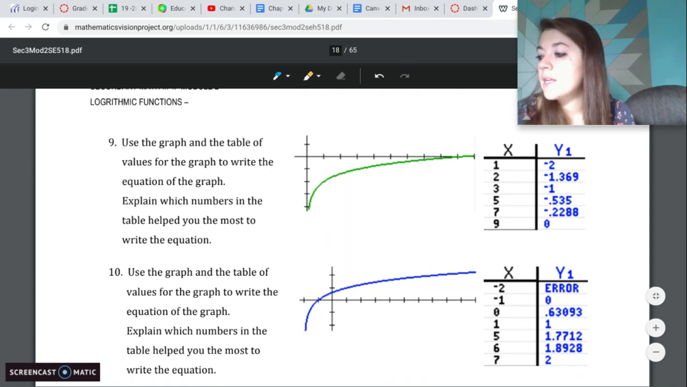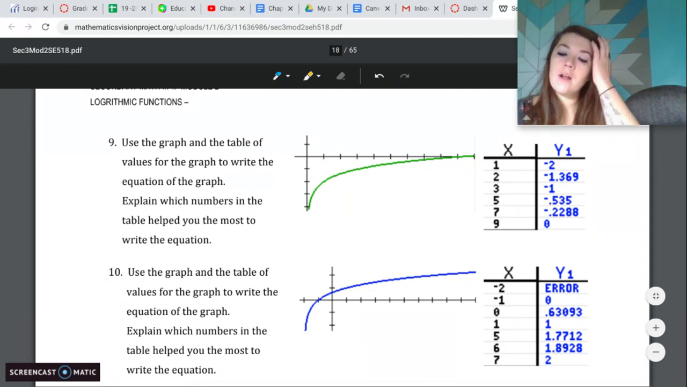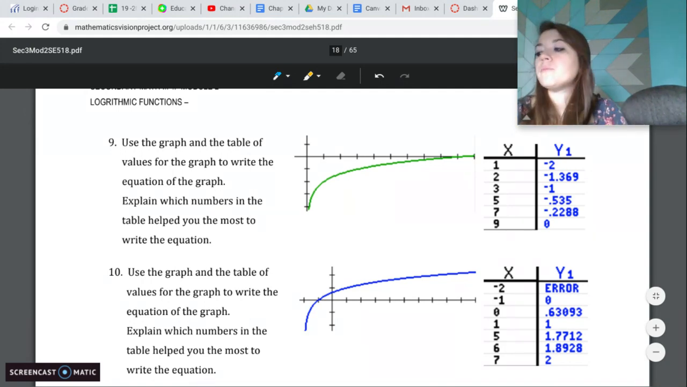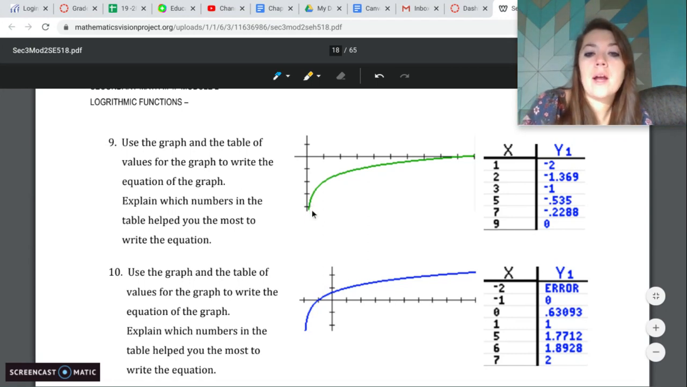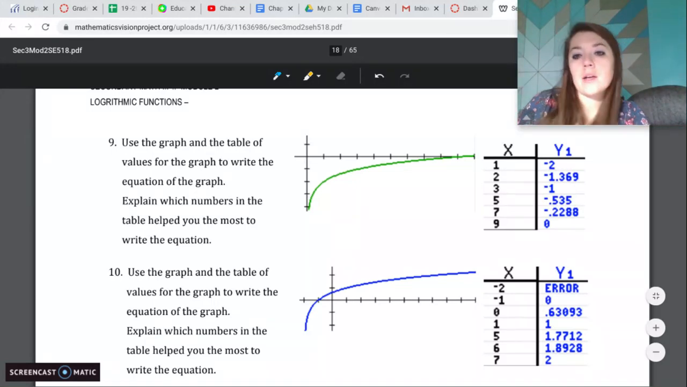So we've got 1 is at negative 2, 2 is at negative 1.369, 3 is at negative 1, 5 is at negative 0.535, 7 is at negative 0.2288, and 9 is at 0. So this one's a very tricky one. But if we notice where it is, we're down further than what we usually are. So it's crossing way lower. So we're actually shifted down 2.